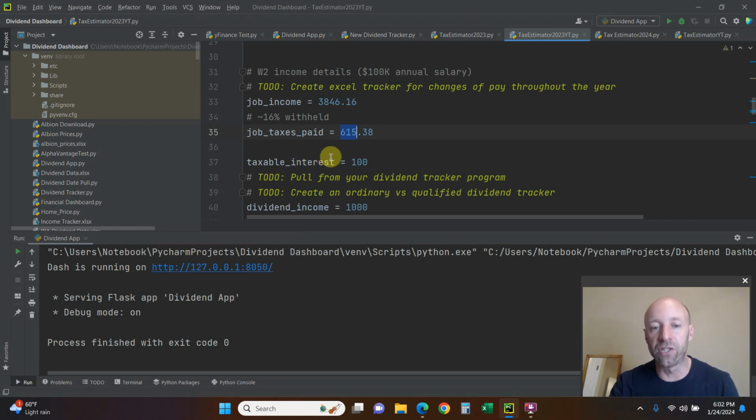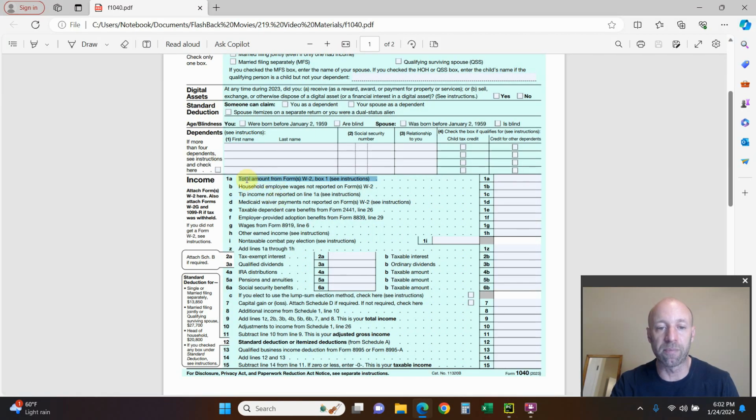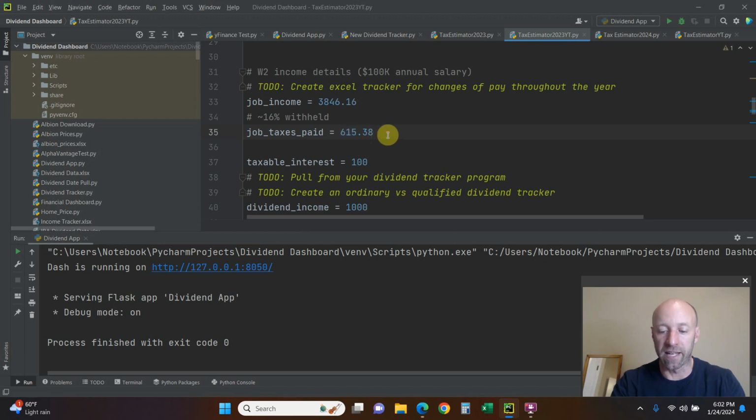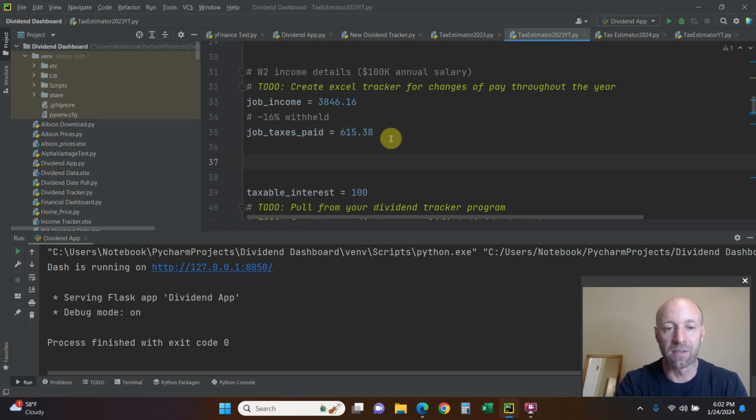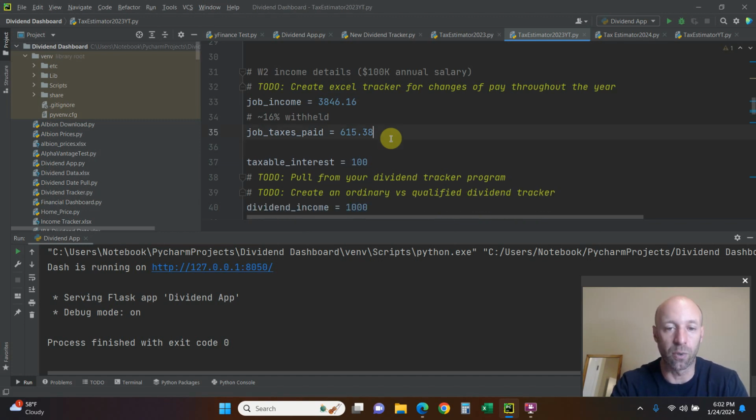The taxable interest is next, so we're going to skip these, but if you have other income, you need to list them. You could just do a variable here, something like Medicaid waiver payments, which is a type of income, equals 0. I'll show you where to plug that in, but let's just say you're a normal W-2 employee.